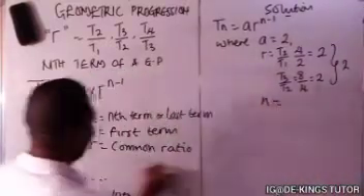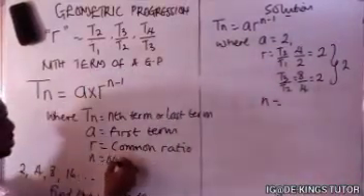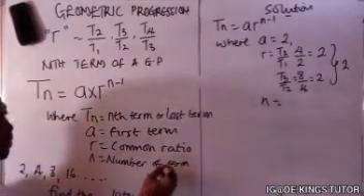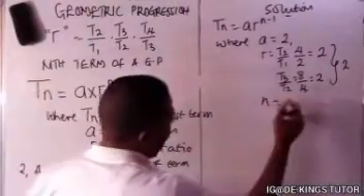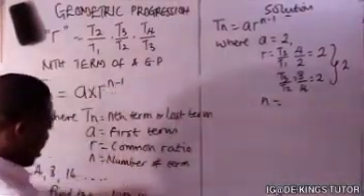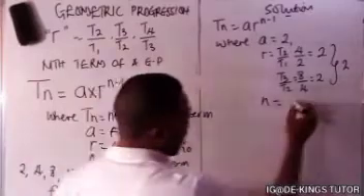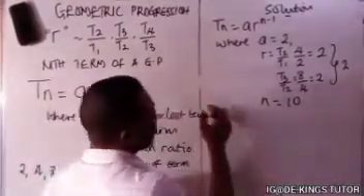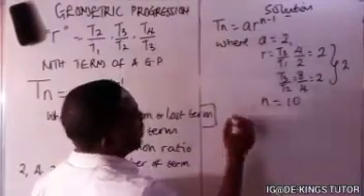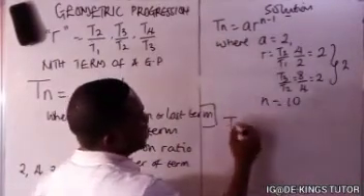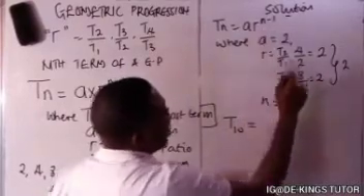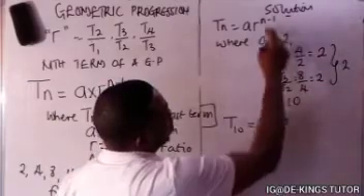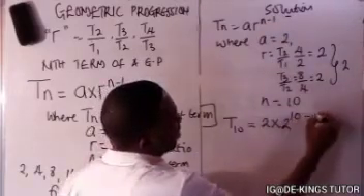Now, I forgot to put n here. N stands as the number of terms, the number of terms you are required to find. So our n here is 10. The number of terms we have to find here is 10. So if we substitute, we have T10, the 10th term, equals our A which is 2, times our R which is 2, raised to the power of n, which is 10 minus 1.